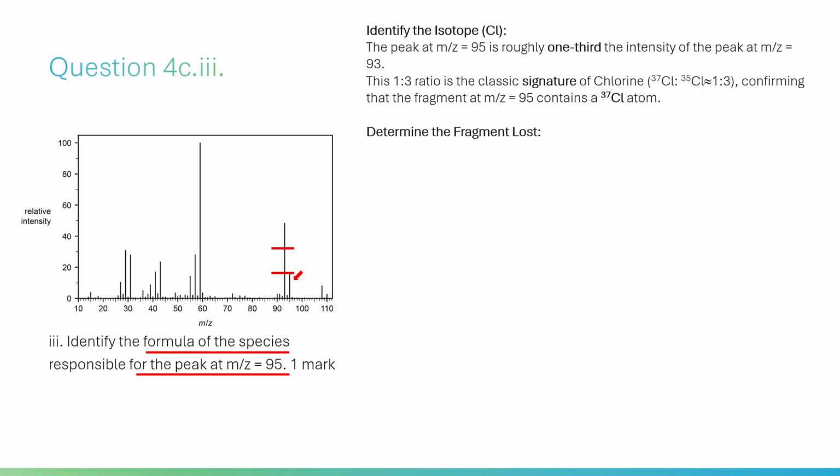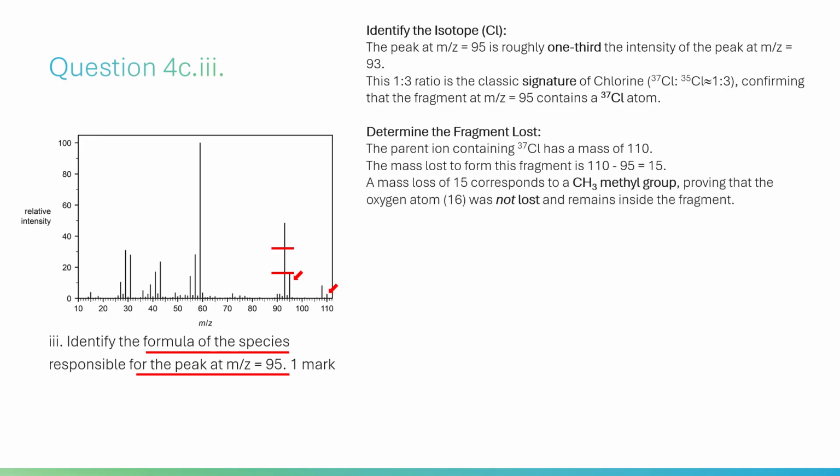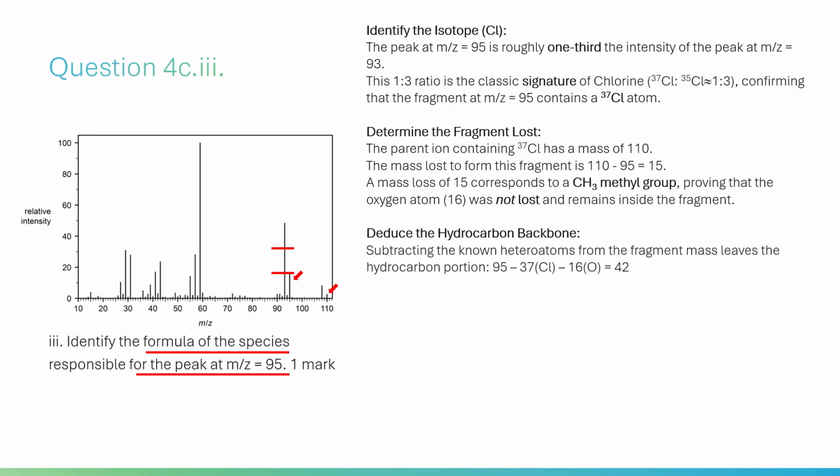Determine the fragment lost. The parent ion containing 37Cl has a mass of 110. The mass lost to form this fragment is 110 minus 95, which is equal to 15. A mass loss of 15 corresponds to a CH3 methyl group, proving that the oxygen atom, 16, was not lost and remains inside the fragment. Deduce the hydrocarbon backbone. Subtracting the known heteroatoms from the fragment mass leaves the hydrocarbon portion.